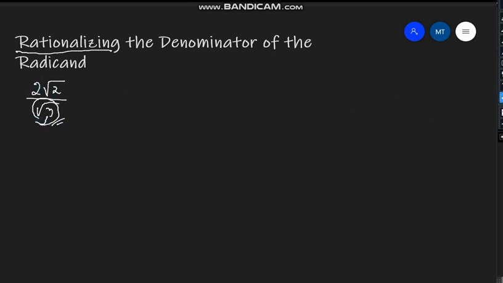And here comes your rationalizing. That is where our rationalizing comes in, because we need to remove the radical sign of the denominator. Okay, so let's start doing it.